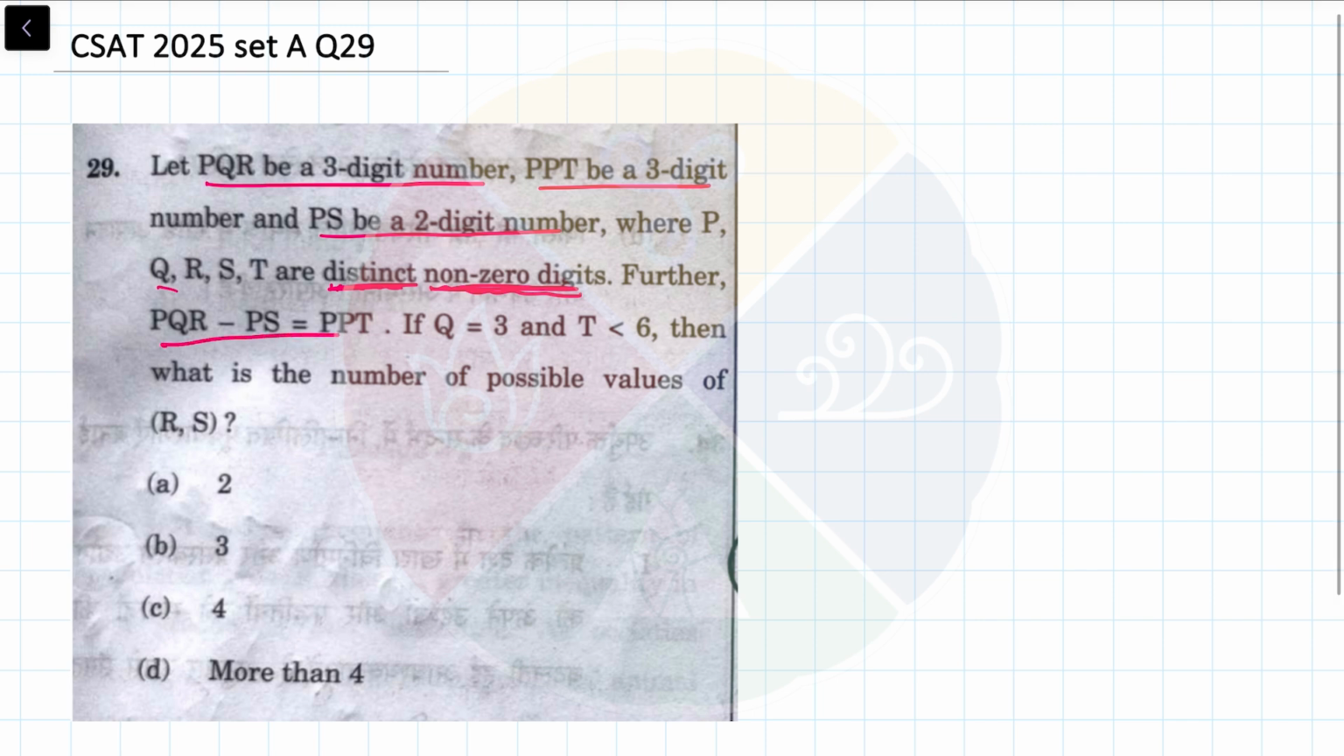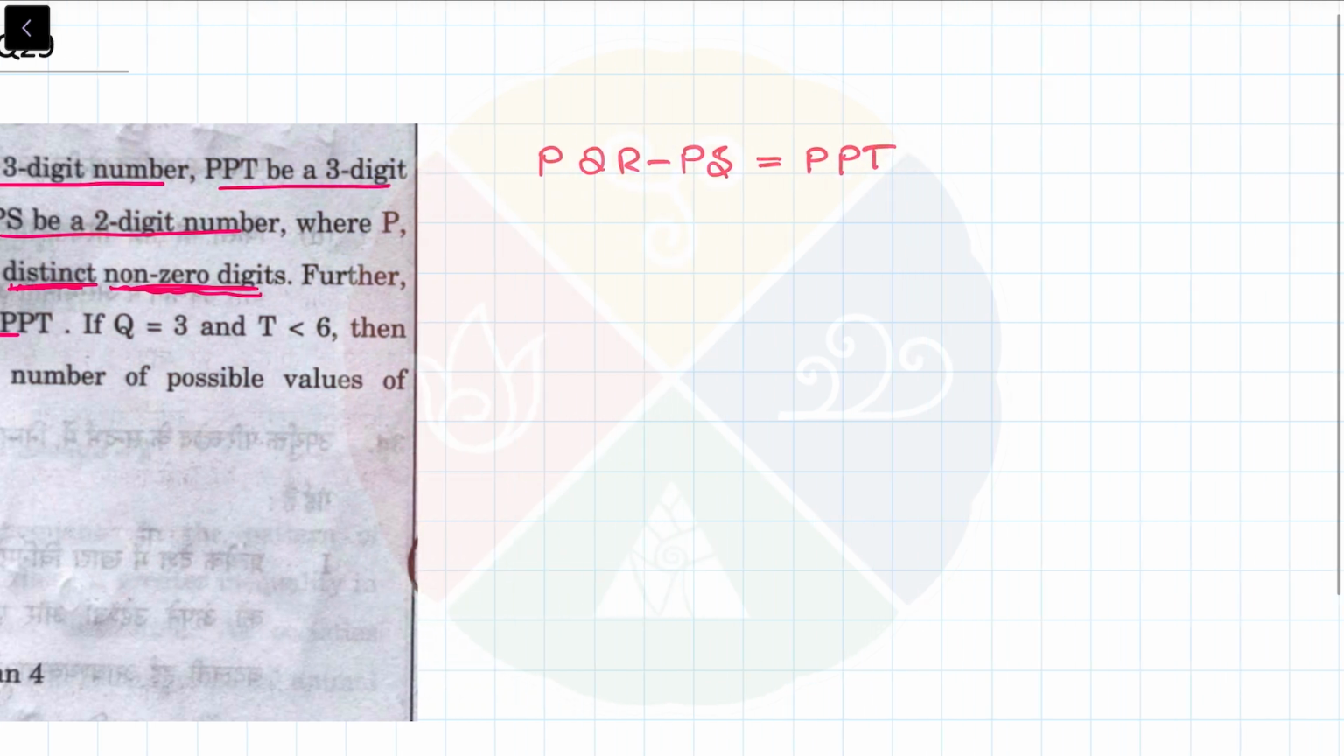Now they are giving us this: PQR minus PS is equal to PPT. From this, I can directly eliminate P and P, and I can write QR minus PS equal to PT.